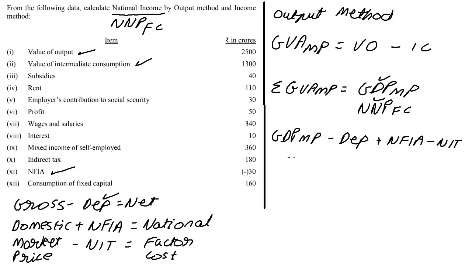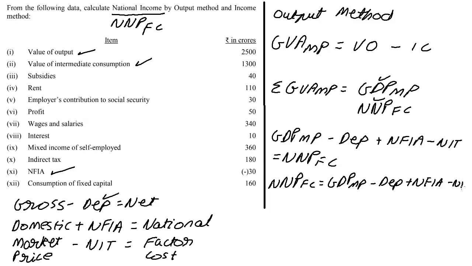Okay, by doing all of this, we'll end up with NNP FC. So, one more time. NNP FC is equal to GDP MP minus depreciation plus NFIA. Okay, again, you have to be careful, NFIA minus NIT. And now I can just quickly substitute based on the values we calculate.